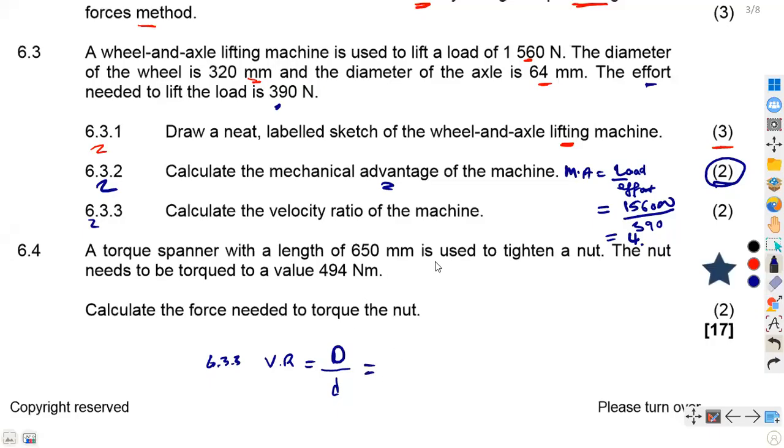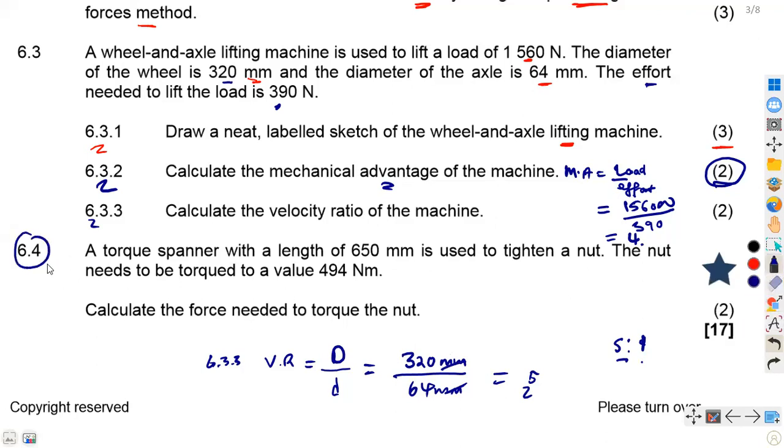Okay, so the wheel here is 390 millimeters, so that's 390 millimeters over 64 millimeters. All right, so this is what you're going to have. So 320 divided by 64 is going to give you 5. You can write this as a 5, or someone can write this as 5:1. It's like this velocity ratio 5:1, or just 5 like that. Okay, so this is what we had.